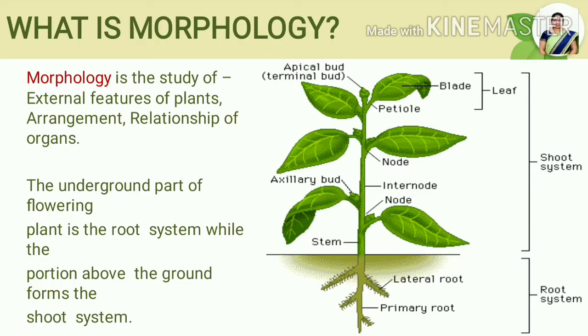What is morphology? Morphology is the study of external features of plants, arrangement, relationship of organs. The underground part of a flowering plant is the root system, while the portion above the ground forms the shoot system. So, there are two parts. Morphology of the vegetative parts of the flowering plants is very essential to know the morphology of the plant organs such as root, stem, and leaves. And in today's session, we are going to study root and stem.